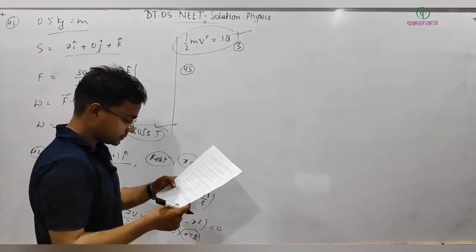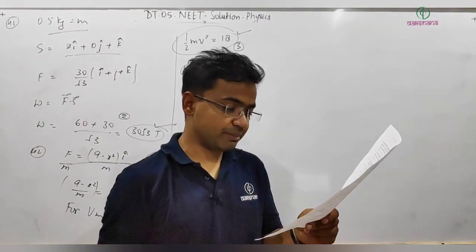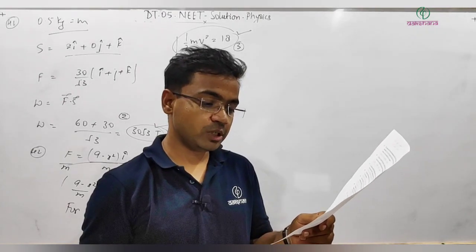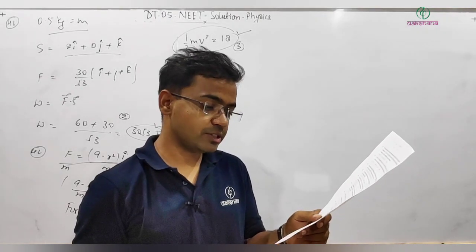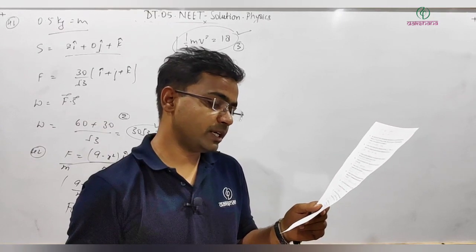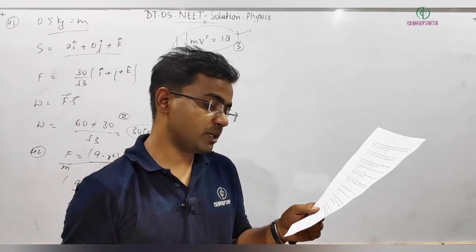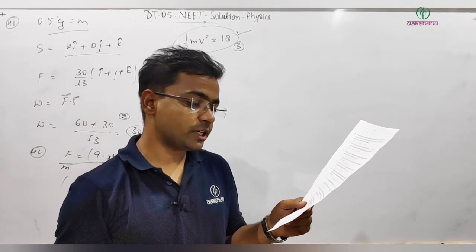Question number 43. A block of mass 25 kg on a smooth horizontal surface with a velocity of 3 meter per second meets a spring of spring constant k equal to 100 Newton per meter, fixed at one end as shown in the figure. Find the maximum compression of the spring and the velocity of the block as it returns to the original position.